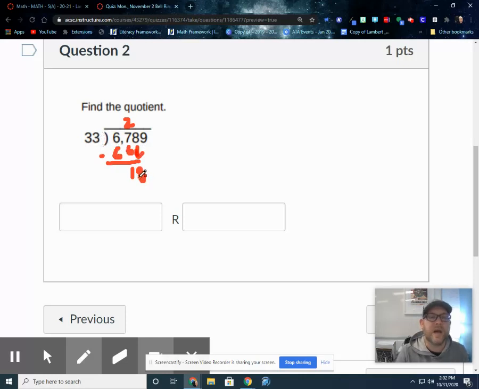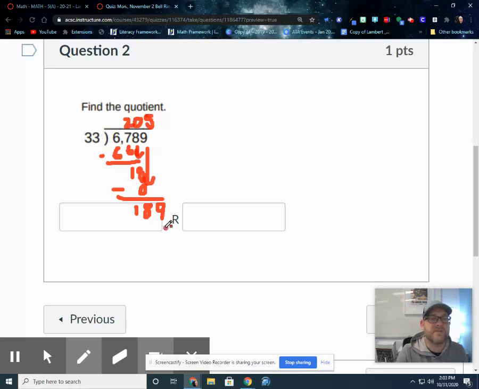Although 33 cannot go into 18, so that's going to be able to go 0 times. If you want to, you can go ahead and put 0. My 18 stays. And now I'm going to drop a 9 down because that's my last digit here. I have 189. Now, I know 33, let's see, 3 can go into 18 6 times. But if I did 6 times 3, that would be another 18, so that's going to be too large. So let's try 5 times and see how that goes. Could be wrong, but that's going to be my guess.